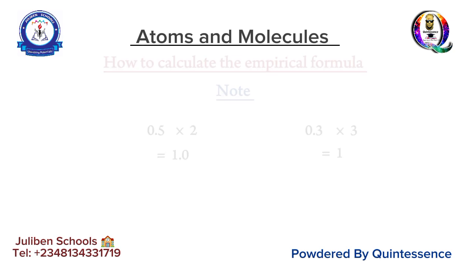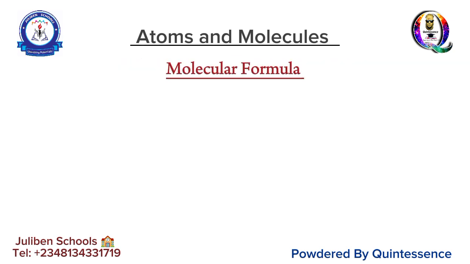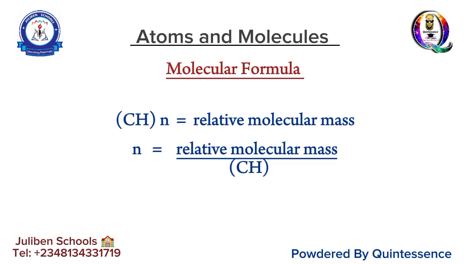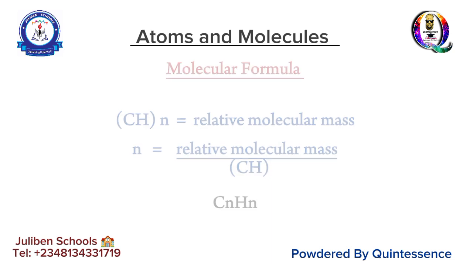Then as for the molecular formula, all you need to do is to put your empirical formula in brackets with n as a subscript, then equate it to the relative molecular mass. Okay, and once you do that, make n the subject of the formula. Whatever n gives you, substitute it back in the empirical formula with the bracket of n. Open the bracket by the n value you have gotten, and then boom, you have the molecular formula with you.